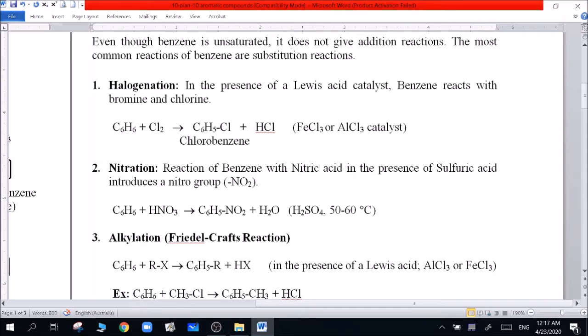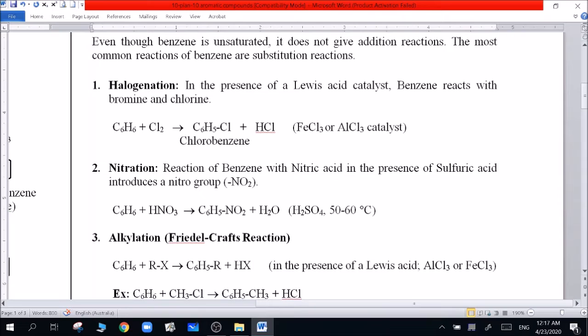Halogenation is where we are going to add halogens to the structure. Nitration, nitro groups; alkylation, alkyl groups to the structure. Let's do one by one. Halogenation part: in the presence of a Lewis acid catalyst, benzene reacts with bromine and chlorine. Lewis acids are iron(III) chloride and aluminum chloride.